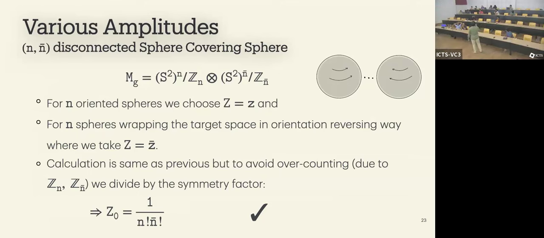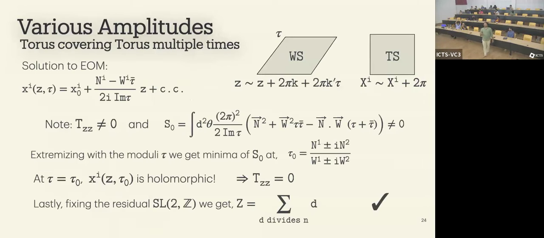And particularly there is no moduli. So without moduli, S1 doesn't turn up. Okay. The next trivial example is torus covering torus, let's say n times.